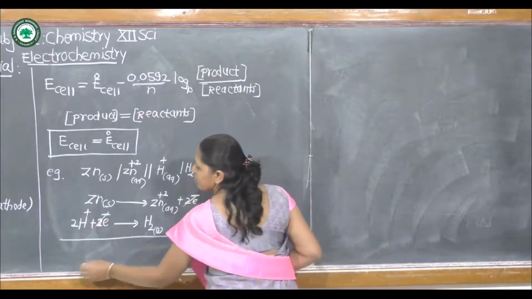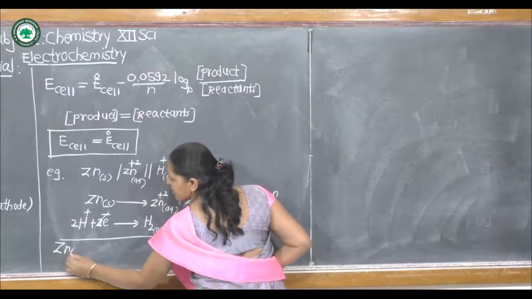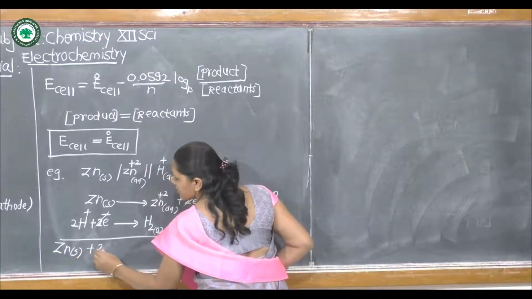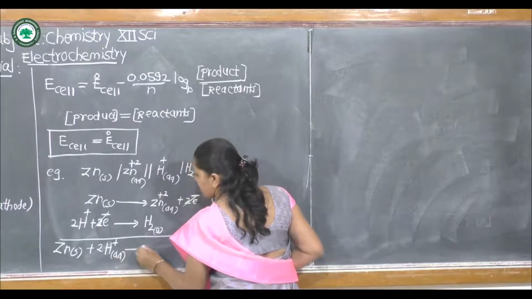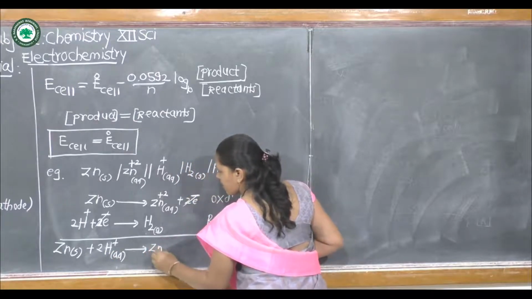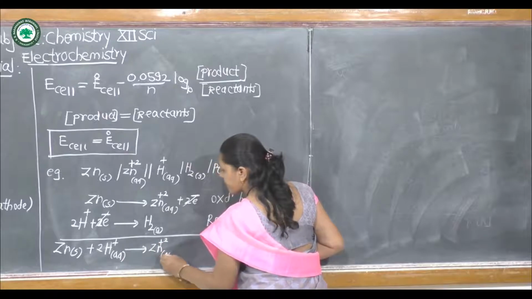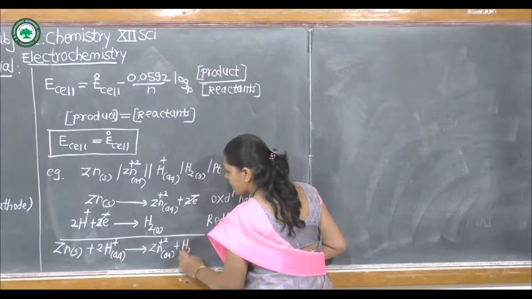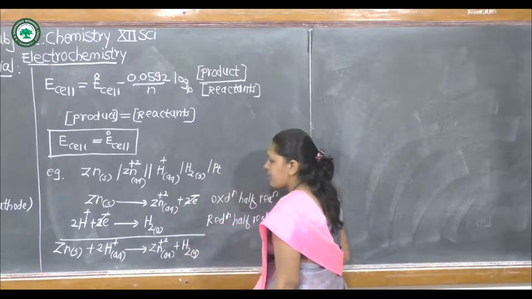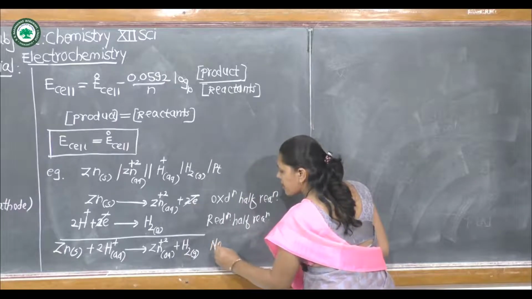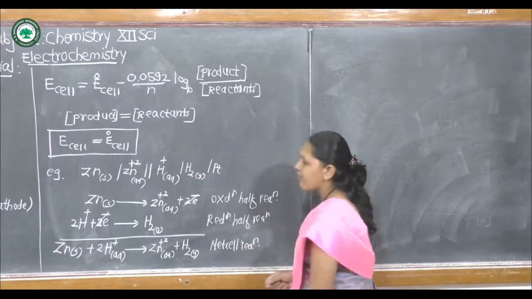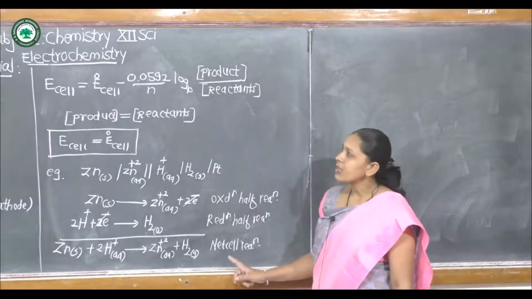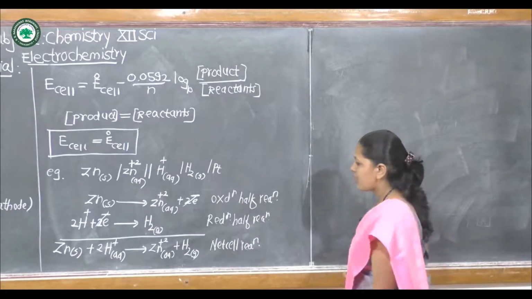Then by cancelling these 2 electrons, remaining is zinc plus 2 H plus, it gives zinc plus 2 plus hydrogen gas. This is the net cell reaction. And for this reaction, we have to apply the Nernst equation.